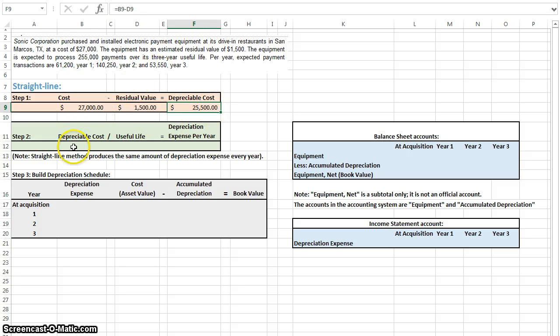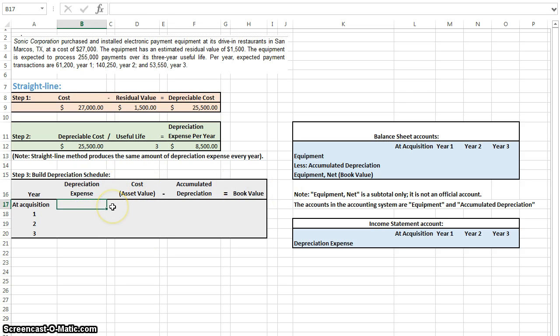So what I do is I take that depreciable cost that I just calculated, $25,500, and divide that by my 3-year useful life. And once I do that division, that's going to give me my depreciation expense per year of $8,500. So step 1, step 2, straight through there. Once I have that $8,500, what I'm going to do is I'm going to start filling out this schedule.